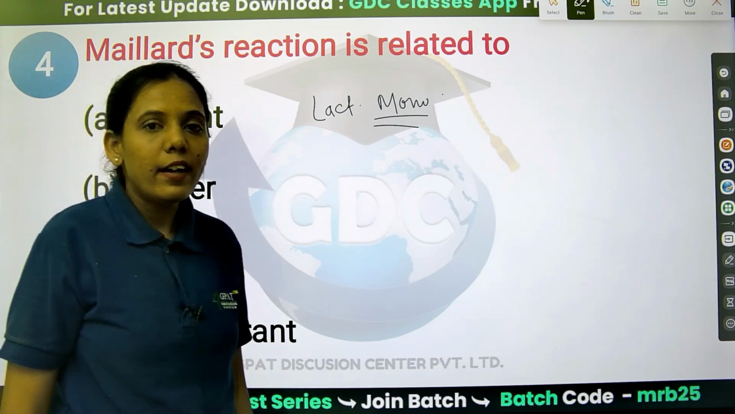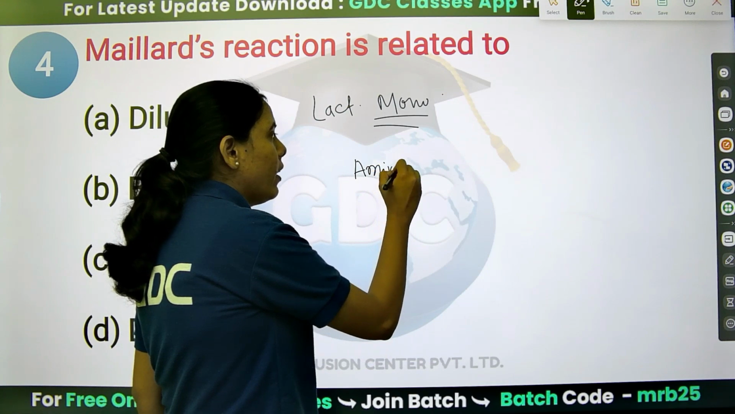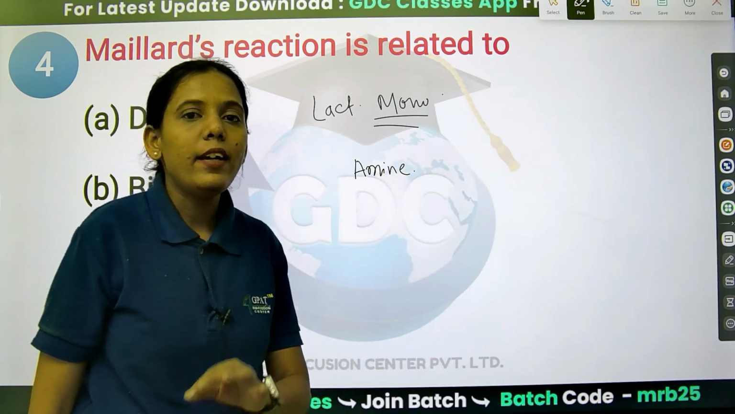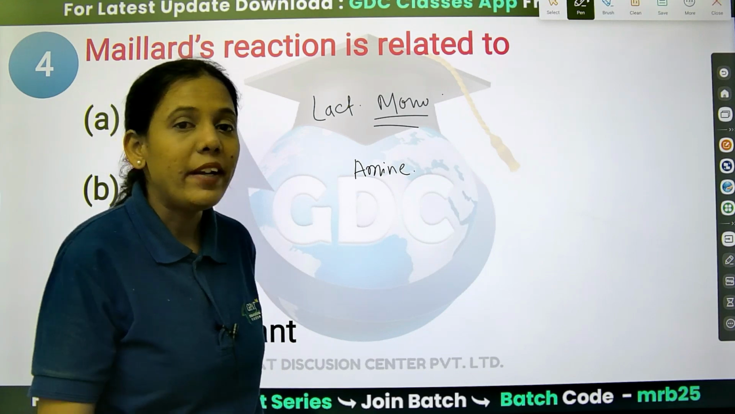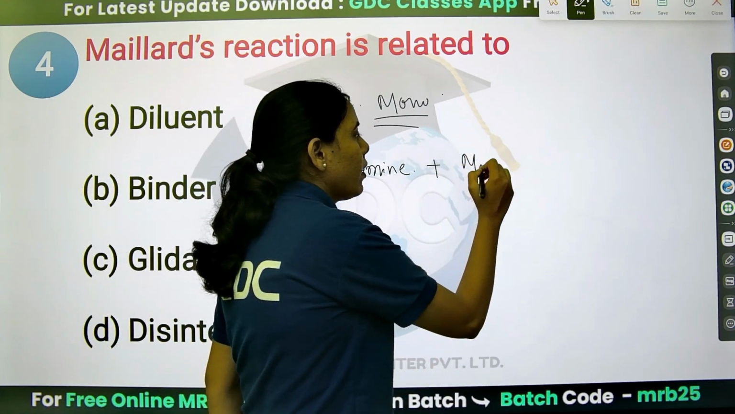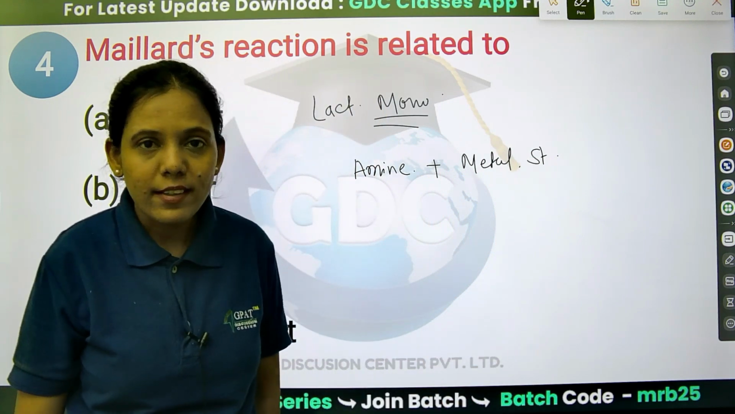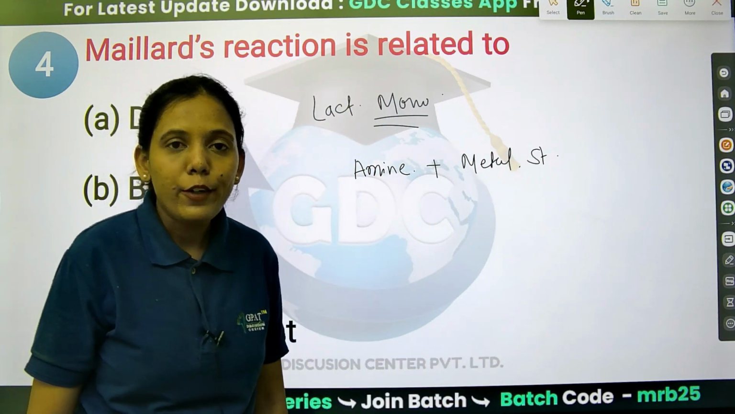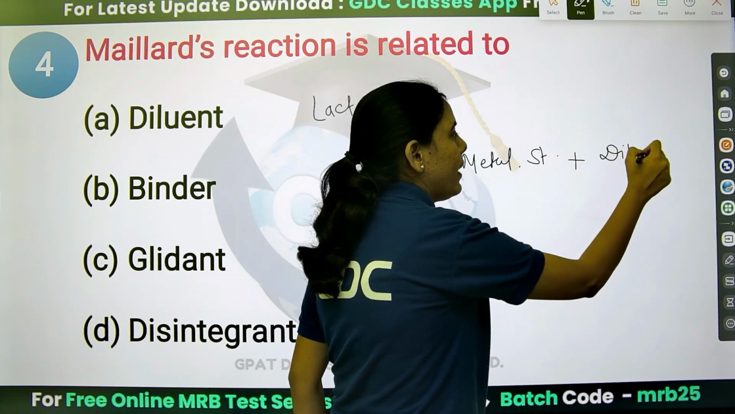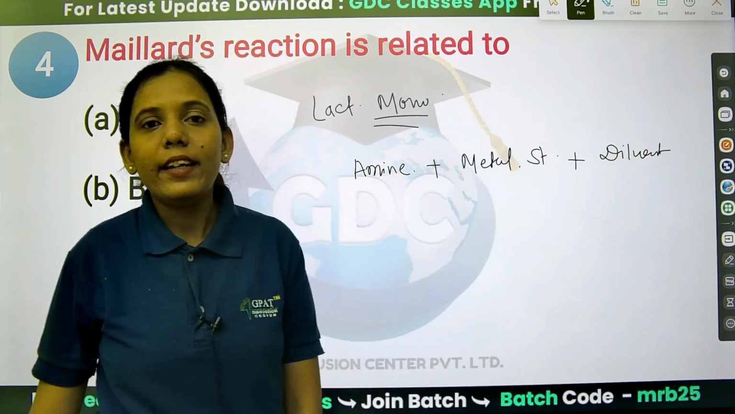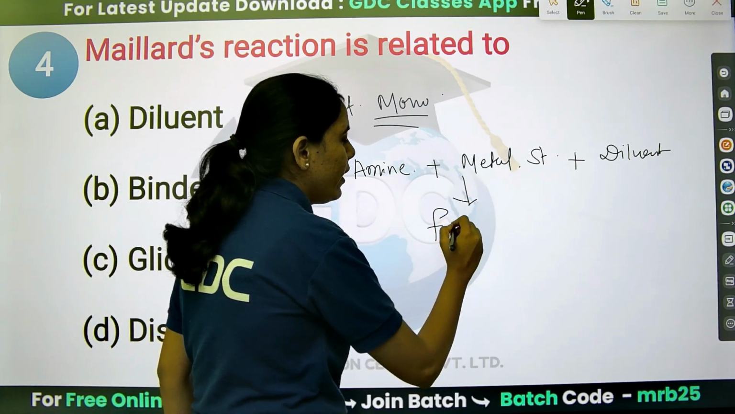So generally Maillard reaction means the drugs which contain amine, okay. So basically amine containing drugs, if we use in the presence of magnesium or the metal stearate, along with the lactose monohydrate, along with the diluent, then it gives the Maillard reaction because of the presence of perfuraldehyde.